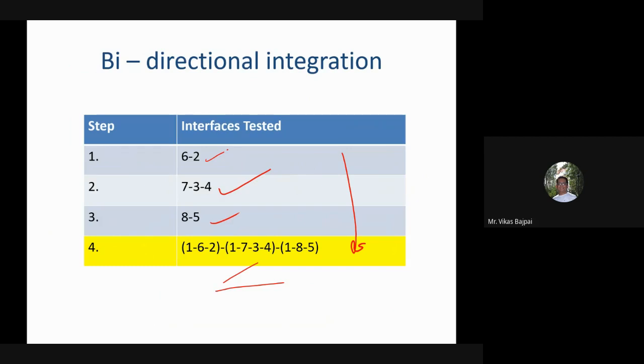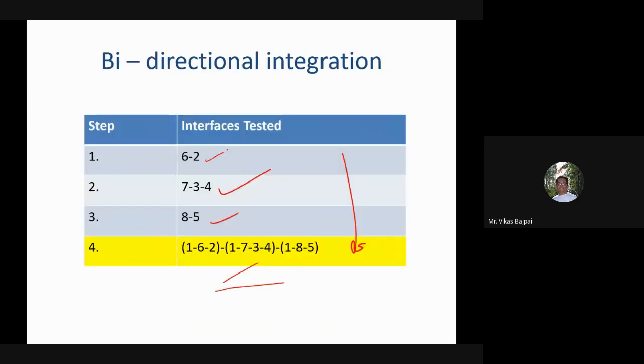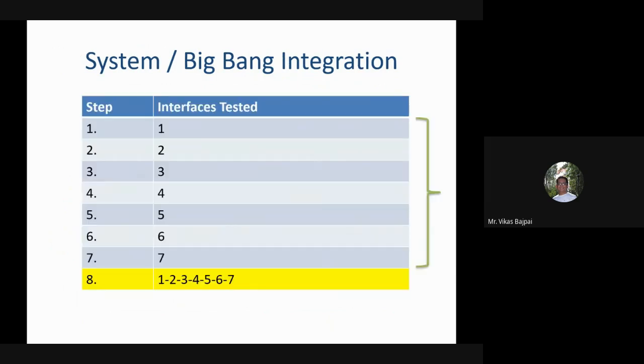Now, the last, before the final integration testing, we are going for system or the Big Bang integration. What we do is all the components of the system are integrated and tested as a single unit. Your system integration is a part of all the three methodologies discussed, because here we'll simply take the same setup 1, 2, 3, 4, 5, 6, 7, 8, and test the interface 1, 2, 3, 4, 5, 6, and then the combined one. This is the final step.